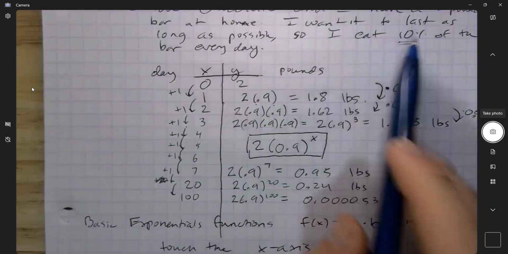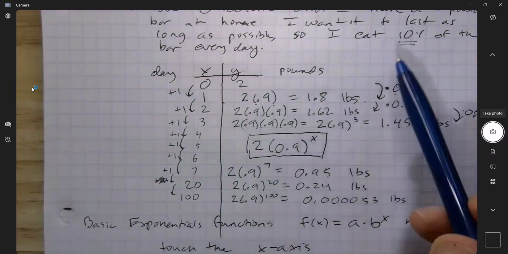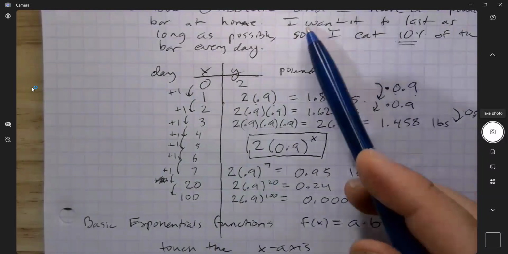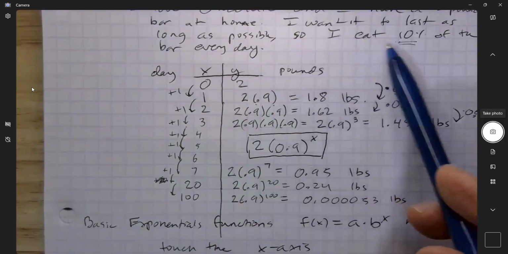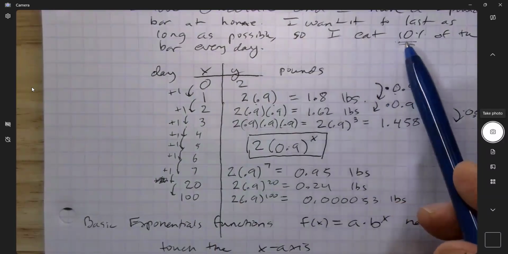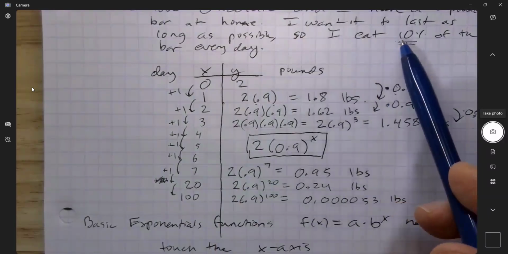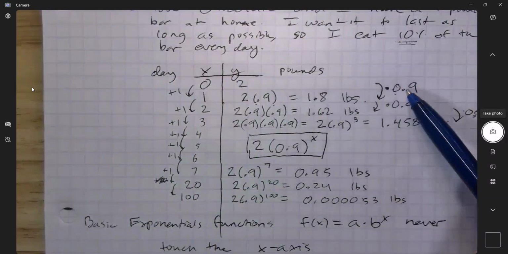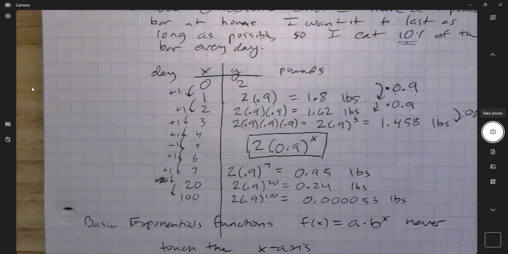Changing percentage to multiplication is one of the challenging things for exponential functions. So I encourage you, when you have the verbal representation, to really talk it through in your head or with a neighbor and decide if the percentage change is 10%, then the multiplication factor in this case should be 0.9.